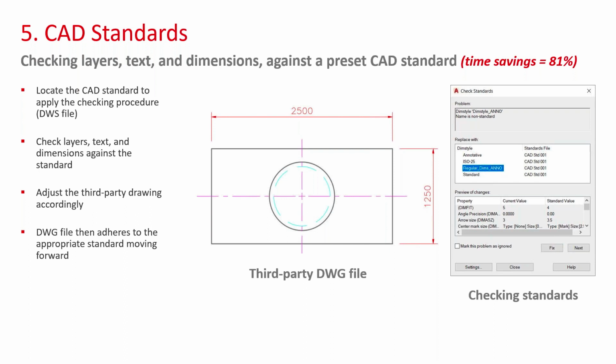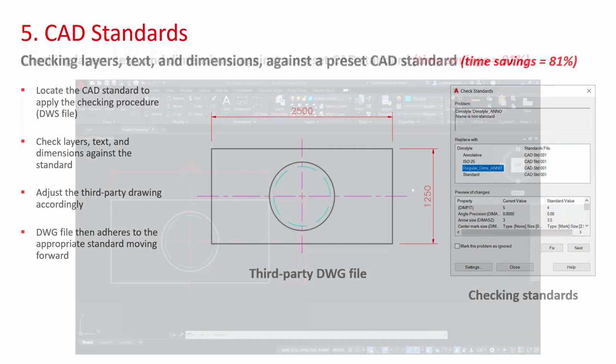So what you do is you locate the CAD standard, the DWS file, and you then link it to the DWG file that you're working with. You check and adjust any perhaps third-party drawings, and the DWG file is then adhering to the appropriate standard moving forward. I used this one hell of a lot when I was working with third-party drawings coming into my company, and I needed to make sure that all the drawings adhered to my standards, so that everything worked with the project and worked accordingly. So again, I've got another little video for you, and we'll jump into the video.